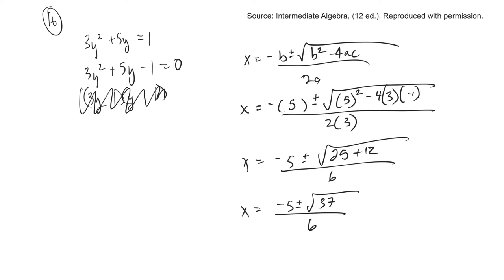So I can get 2 answers to this one then. It'll be negative 5 plus root 37 over 6 and negative 5 minus root 37 all over 6. And I think they want decimal answers, so just do that in your calculator. Make sure you put these in brackets.